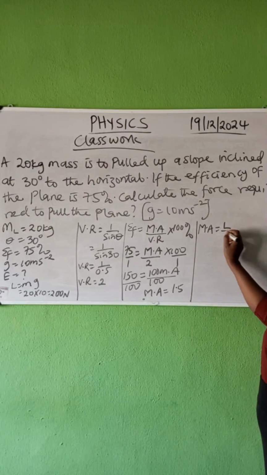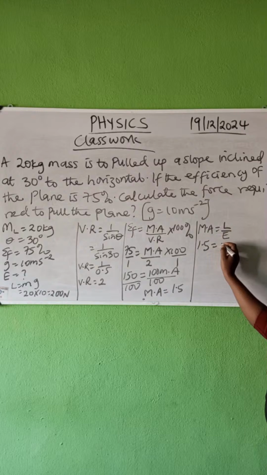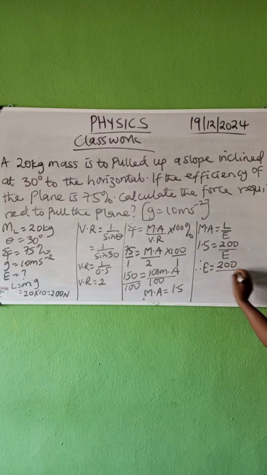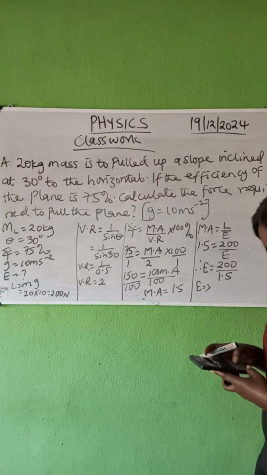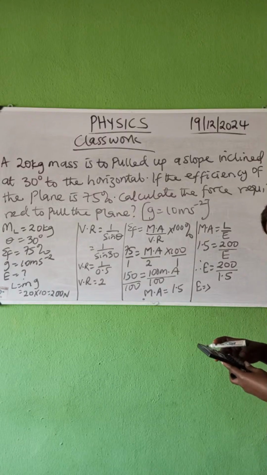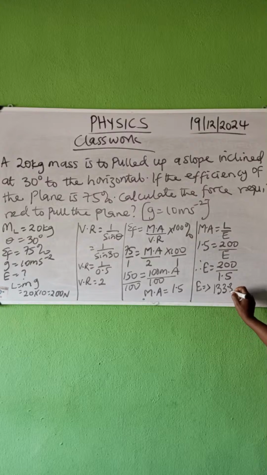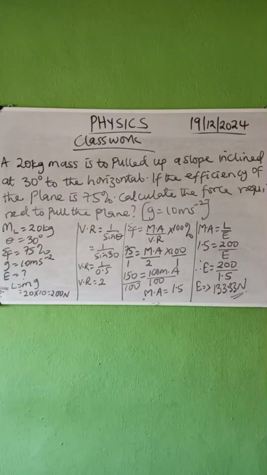Okay, let's go. MA is equal to load over effort. Now my MA is 1.5, equal to my load, 200, over E. Therefore, my effort is 200 divided by 1.5. So my answer is 133.33 newtons. So the answer to this question is 133.33 newtons. Okay? Yes, Osage, you are correct. Well done.